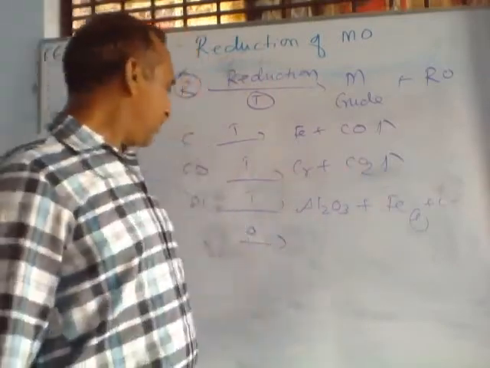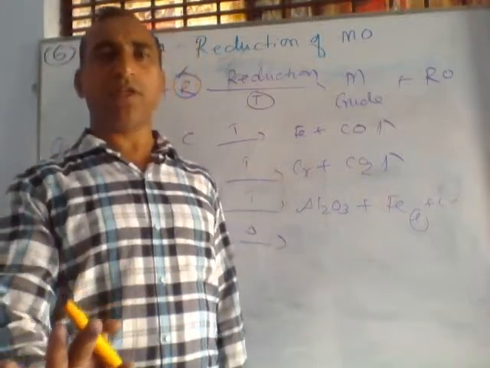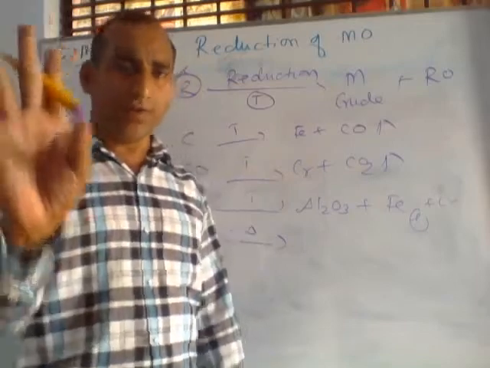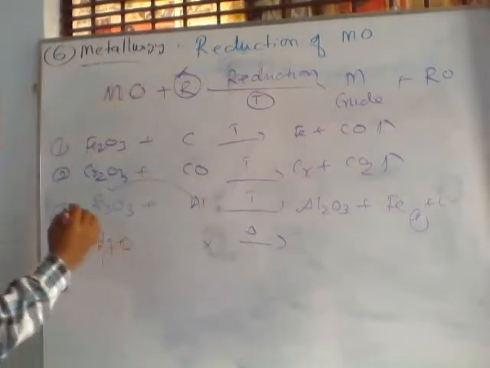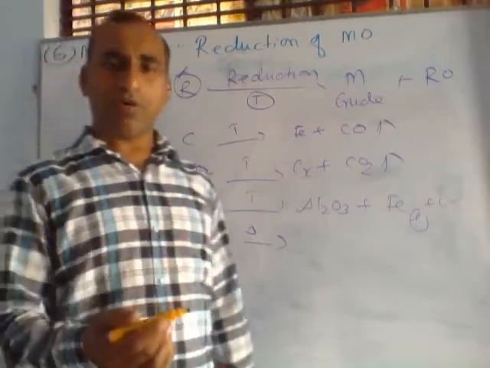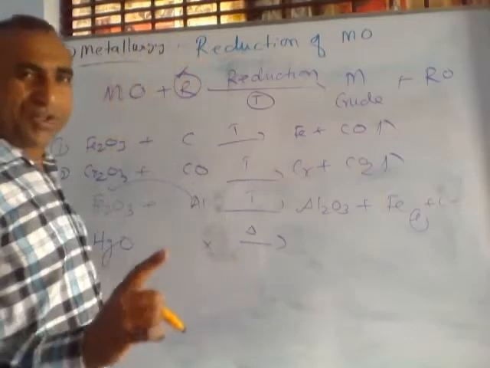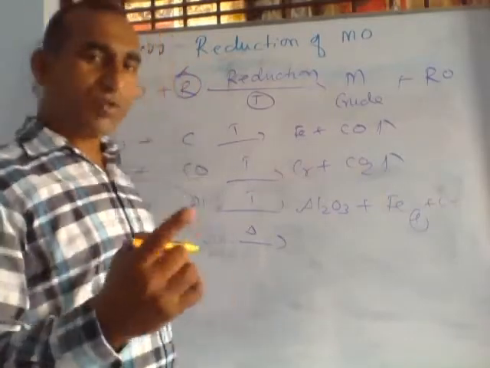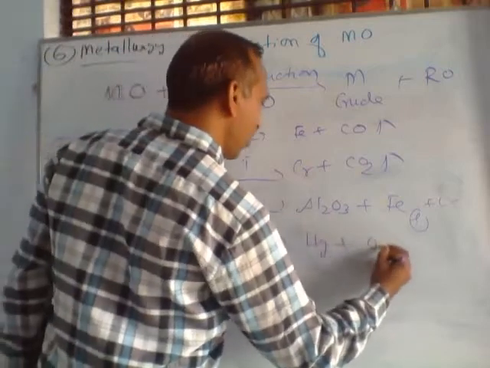In some examples, there is no need for any suitable reagent, only provide heat and it reduces. Just an example. Suppose this is mercuric oxide, oxide of mercury. Mercury oxide is unstable at high temperature. If you heat it, then it decomposes automatically and will give oxygen.